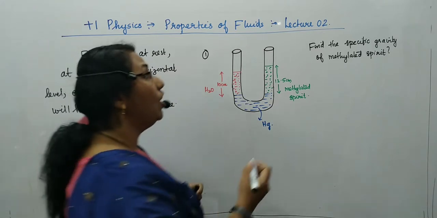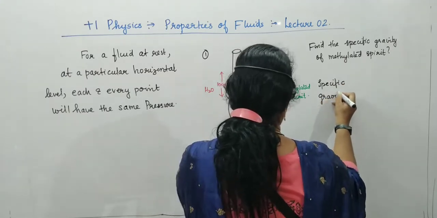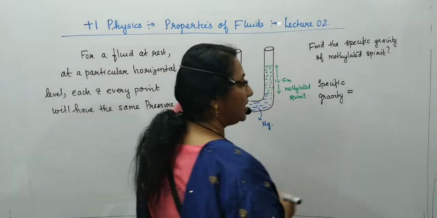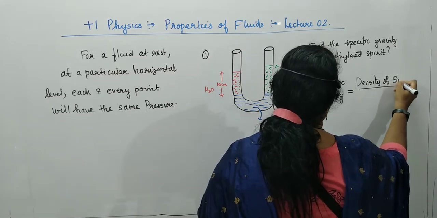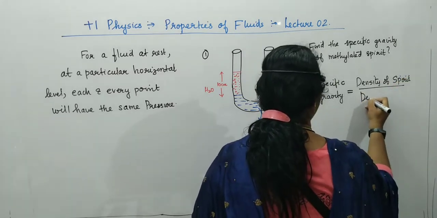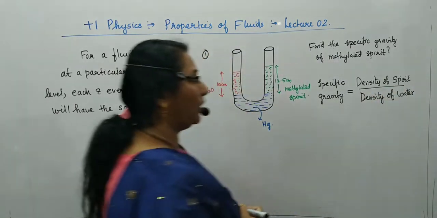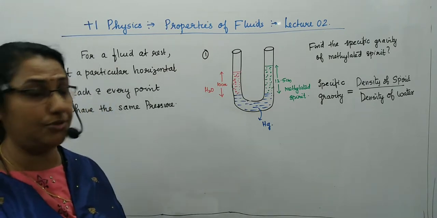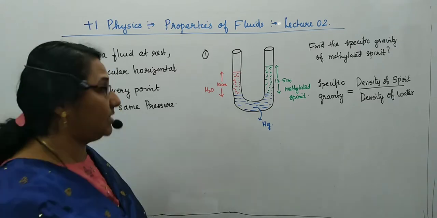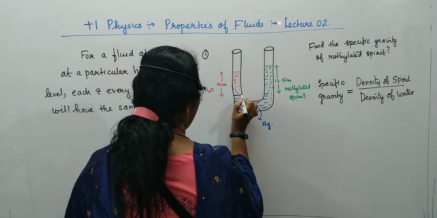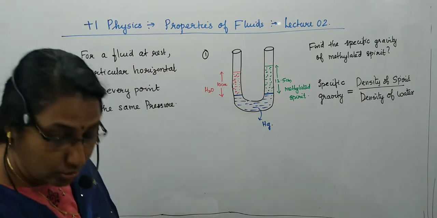So at first we have to know what specific gravity is. Specific gravity is equivalent to relative density, that is, the density of spirit to the density of water. So how to take the specific gravity? Here it is said that 10 centimeter of water is taken in one limb and 12.5 centimeter of methylated spirit is taken in the other limb.